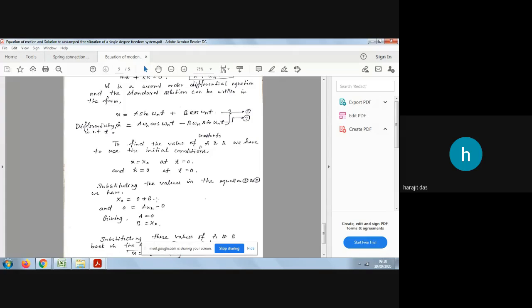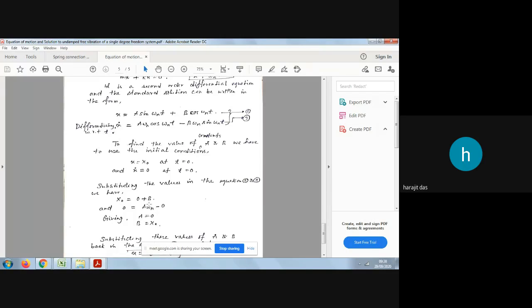Okay, this means the value of b is capital X naught. Now this condition: when time equals 0, initially the velocity was 0, so x dot equals 0. So we put this condition. At t equals 0, for the cos function it will be 1, so a omega n will be there, minus b, and the sine function will be 0, sine 0 equals 0, so b omega n into 0 will be 0. Means here only 0 equals a omega n you will get.